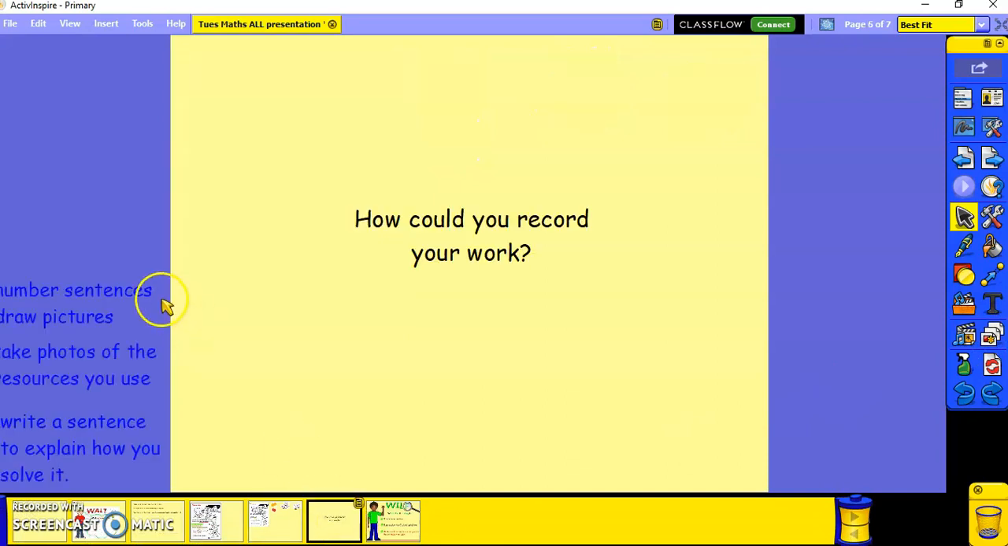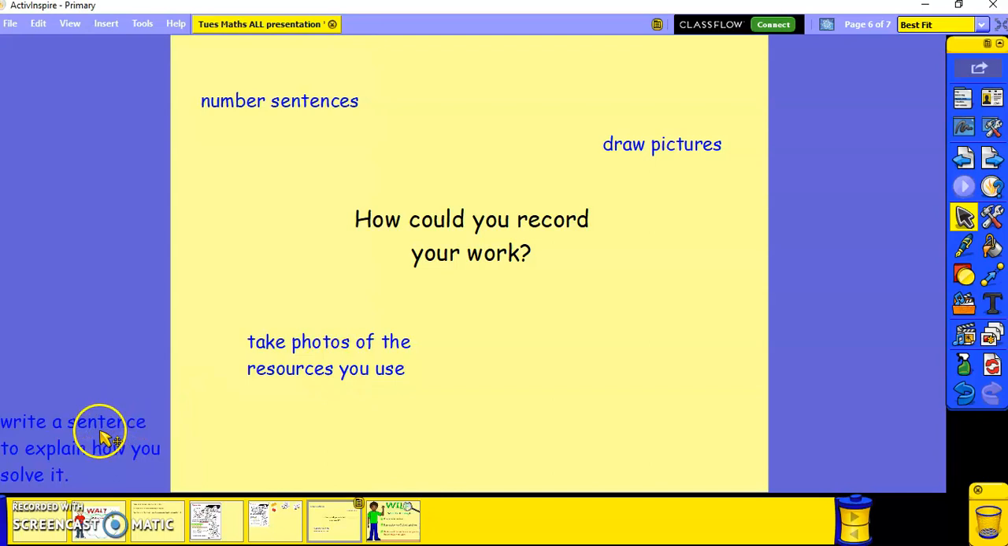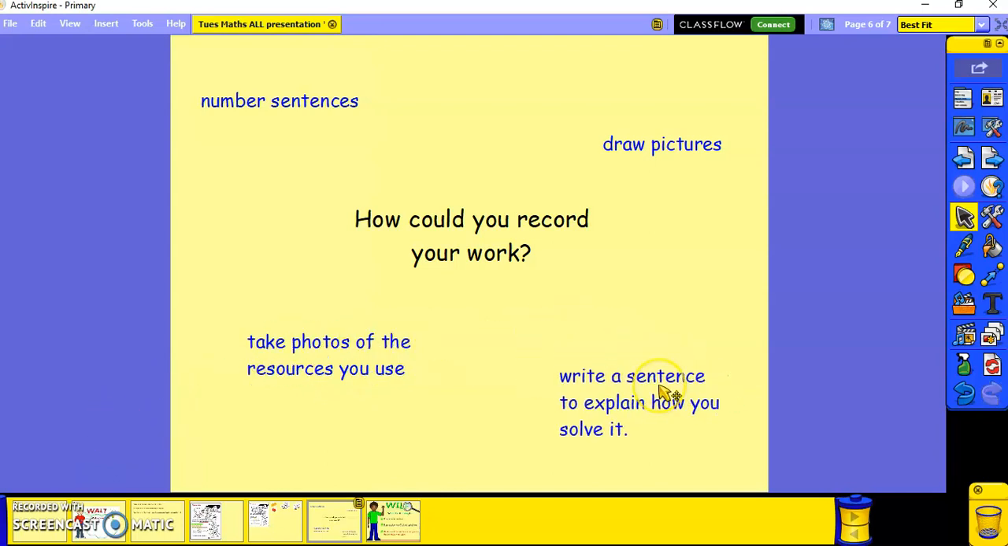So how could you record your work? Well, you could do it as a number sentence, you could draw pictures, you could take photos of the resources that you use, and you could even write a sentence to explain how you solve it. So how did you work it out? Did you just keep trying lots of different numbers? Did you use your knowledge of number bonds? Did you use your knowledge of times tables? I'd love to know what you did to solve this problem, what knowledge you used to help you.